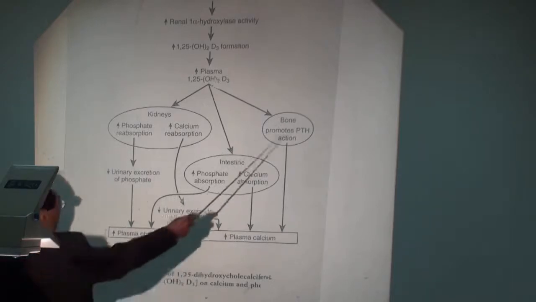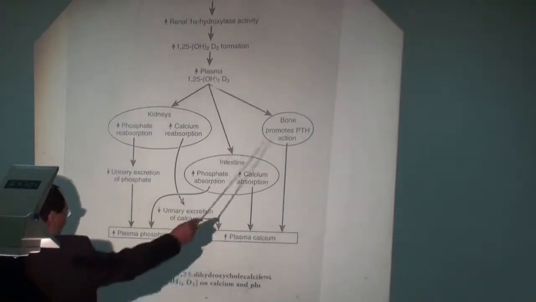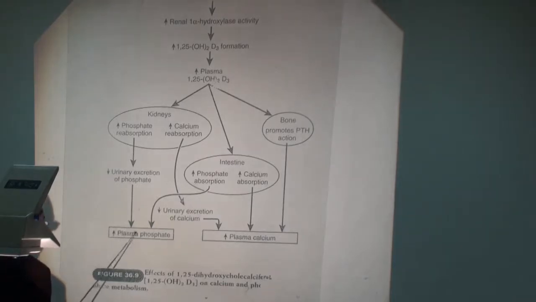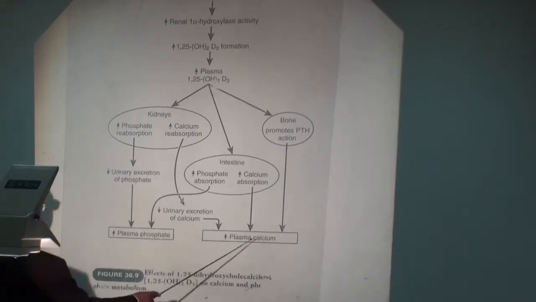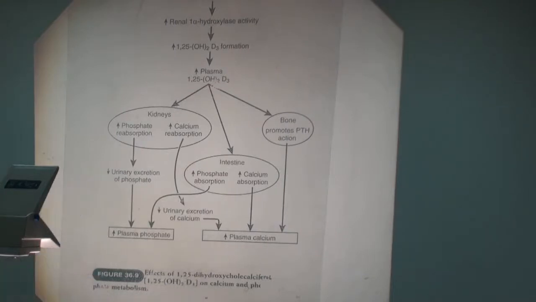Vitamin D and PTH both increase plasma calcium level. But vitamin D, instead of decreasing plasma phosphate level, increases plasma phosphate level. Therefore, vitamin D is responsible for the mineralization of the new bones, especially in the body.